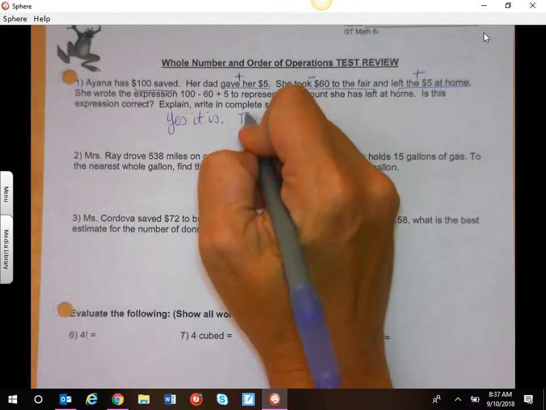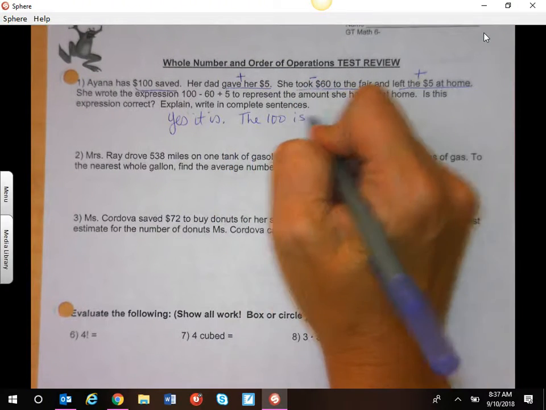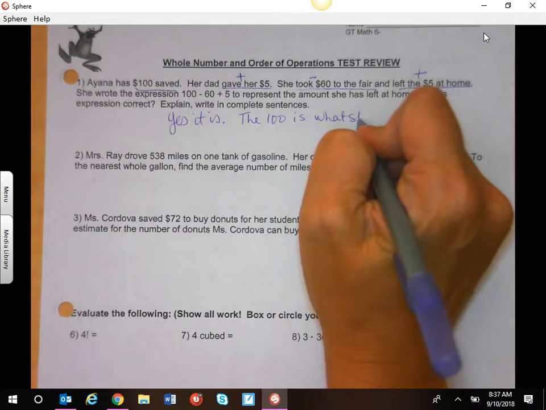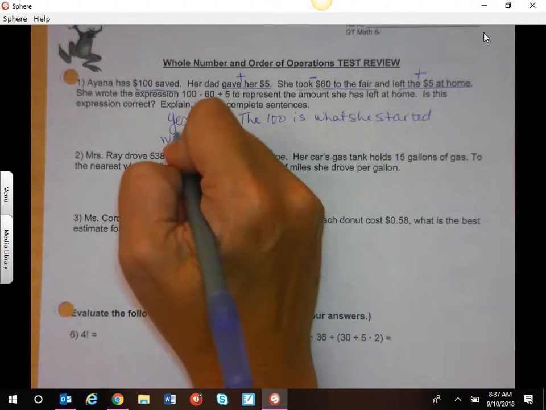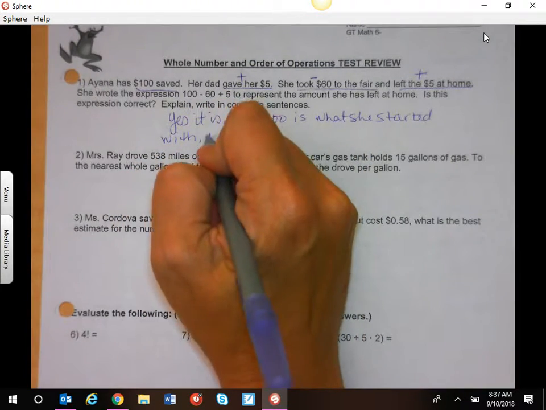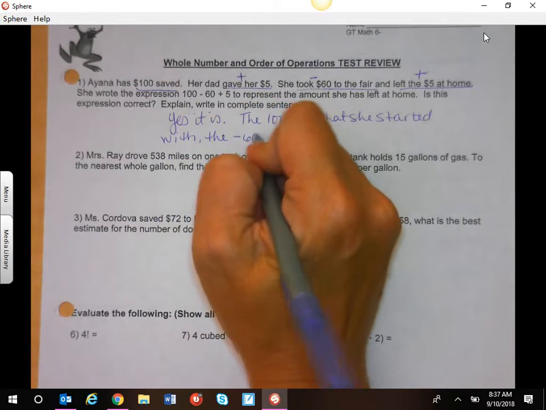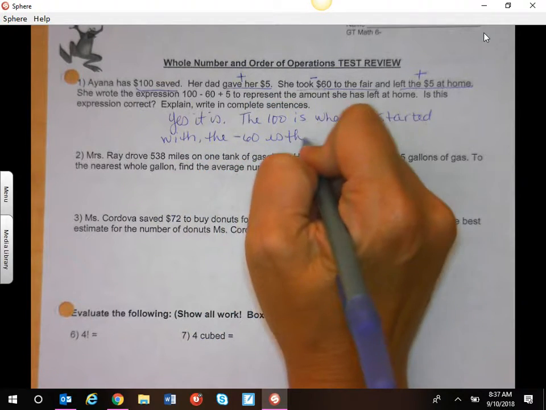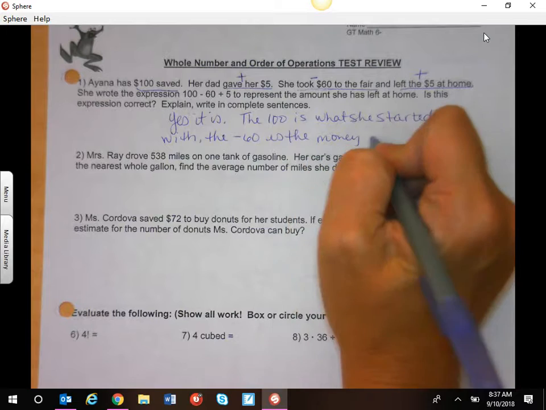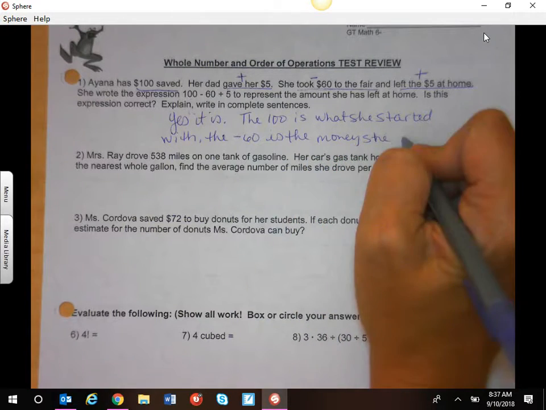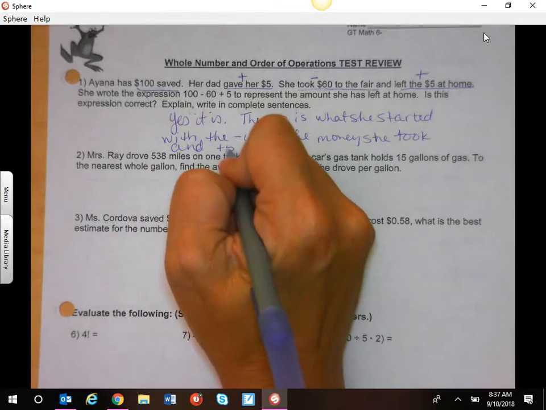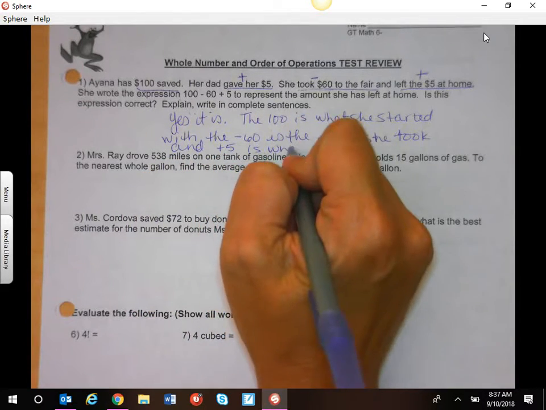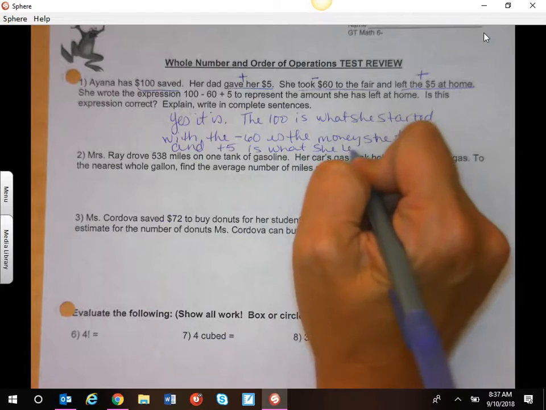The 100 is what she started with. The minus 60 is the money she took. And the plus 5 is what she left at home.